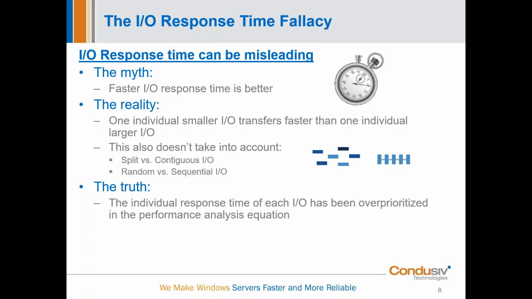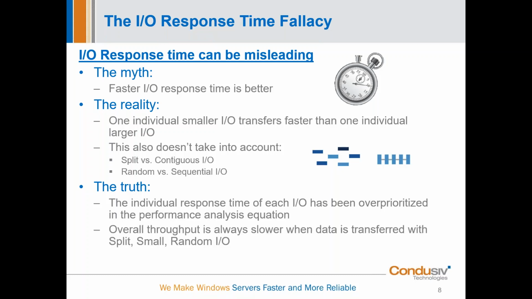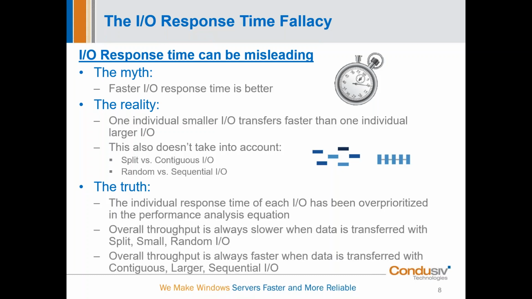Otherwise, we're really looking at a forest and trees situation. The trees are the IO response time and your IOPS; the forest is your throughput. So the individual response time of each IO has been a bit over-prioritized, and we really want to focus on getting that IO into a healthy IO profile.